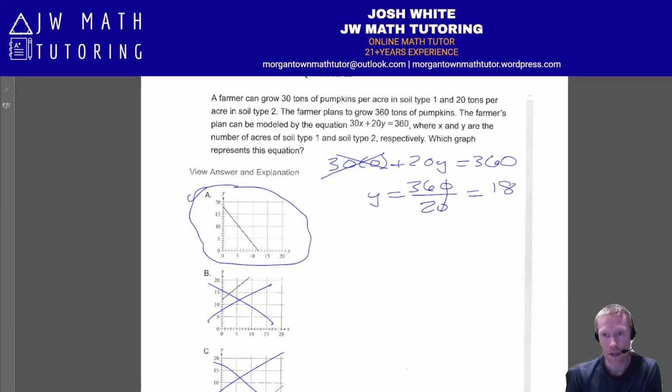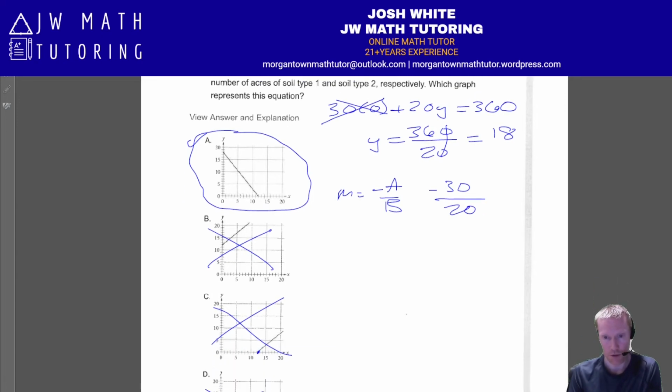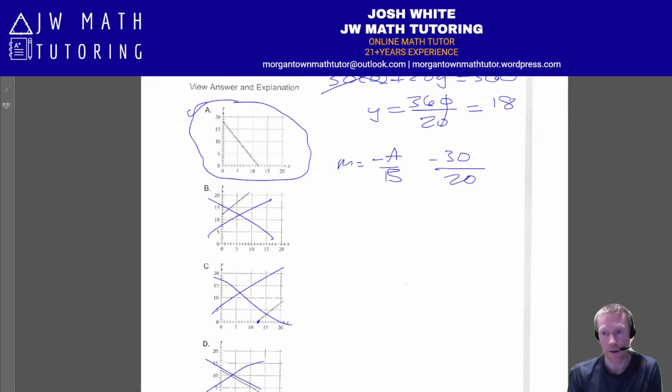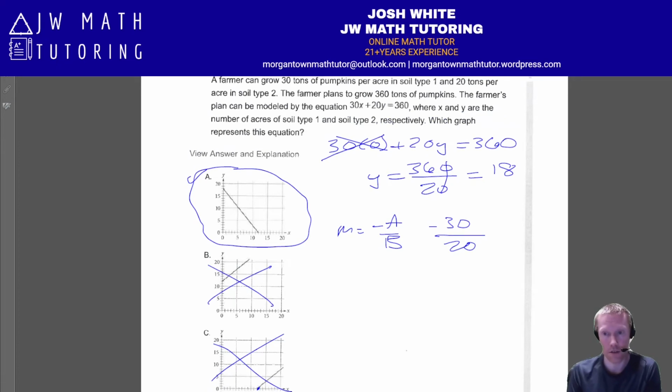Also, one last thing, notice you could have also eliminated answers by looking at the slope of the line. The slope, just to review, is negative a over b when it's in standard form. So this one would be negative 30 over 20. The actual value itself is not what's important. What's important is the fact that it's a negative number. So you can eliminate some of the ones that have positive slopes by knowing that the slope of this line has to be negative.